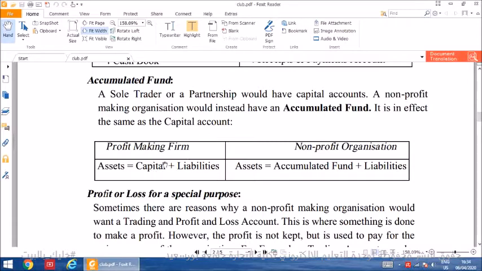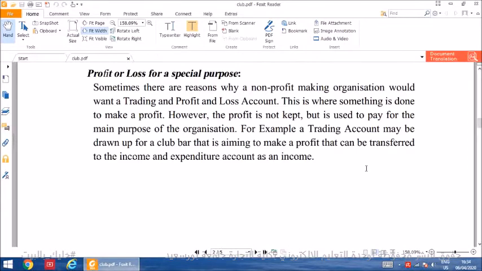The accounting equation under the profit-making firm and the accounting equation under a non-profit organization. Under a profit-making firm, assets equal capital adding liability. Non-profit organization, assets equal accumulated fund adding liability.